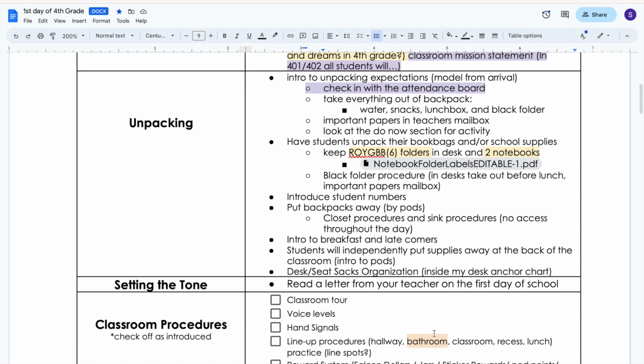So they're going to unpack their school bags and school supplies. They're going to keep their folders, red, orange, yellow, green, blue, and black folders, inside their desks, and two notebooks, one for reading and one for journaling, which we already set up. And then I have labels clicked here. These are the labels that I use.